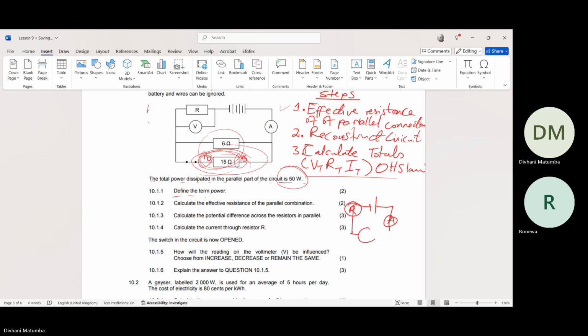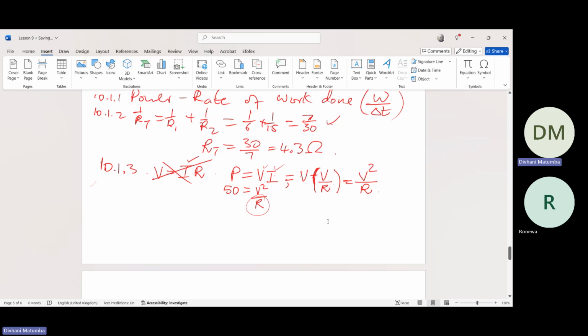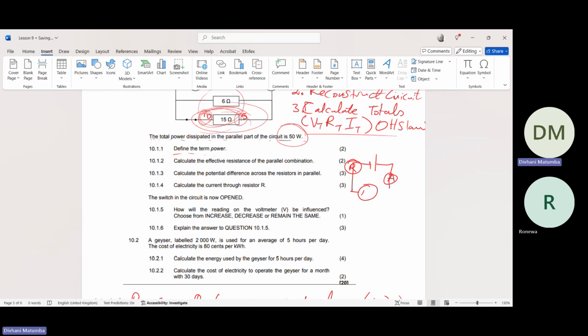And then our new or effective resistance will be what we calculated, it was 4.3. 4.3 ohms. So this will help you a lot because now you have a simplified circuit which is connected in series. And what they're asking is, they said the power dissipated by the parallel part is 50. So the R that you are going to use is which one?